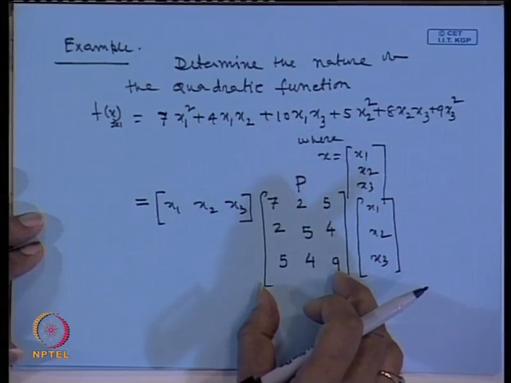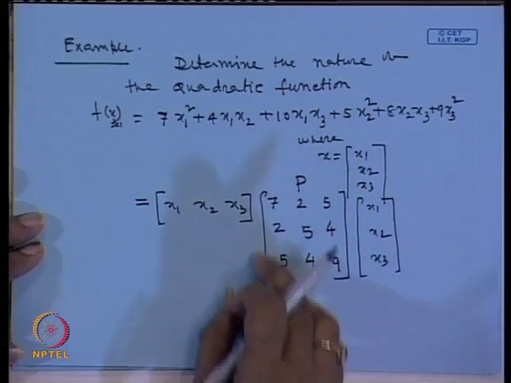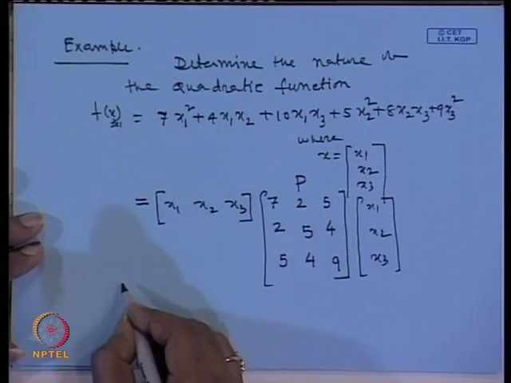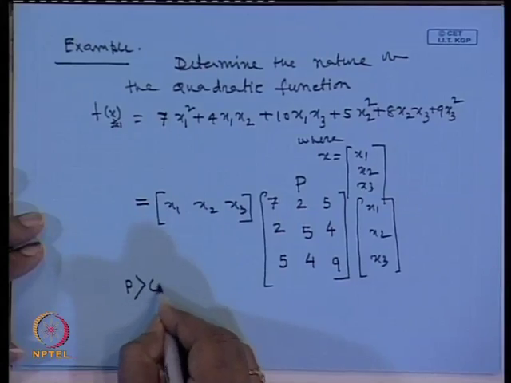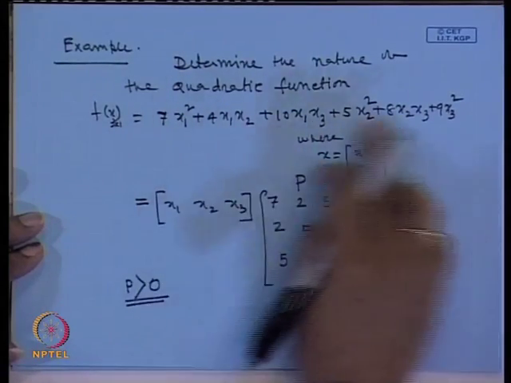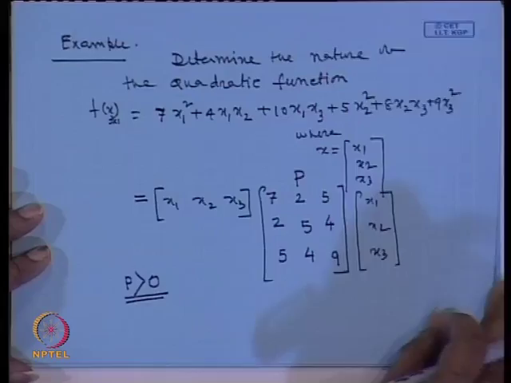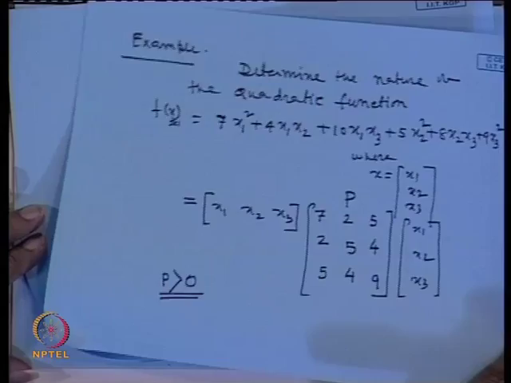If P is a symmetric matrix and you can show that P is a positive definite matrix, meaning P greater than 0, then this function value is always greater than 0 for all values of x except when x is the null vector. So, let us use the Sylvester criteria. Then what do you have to find out?